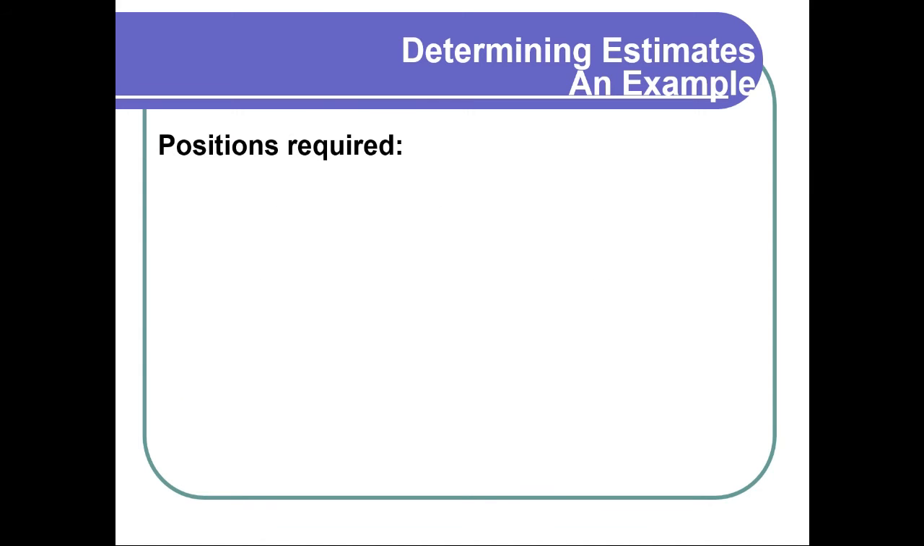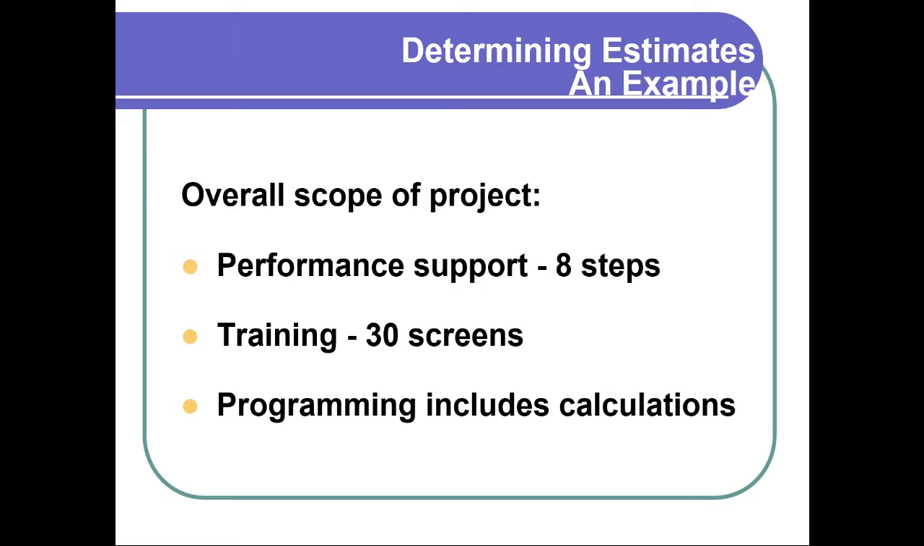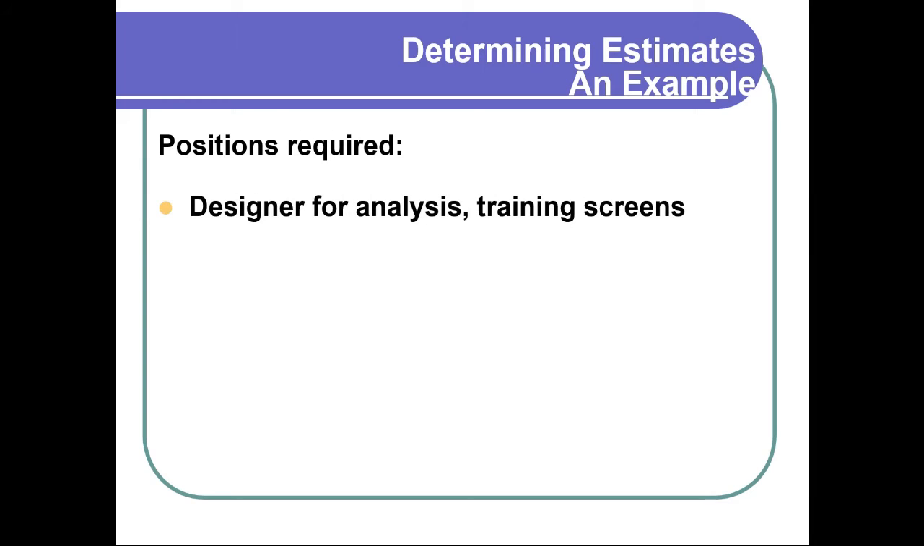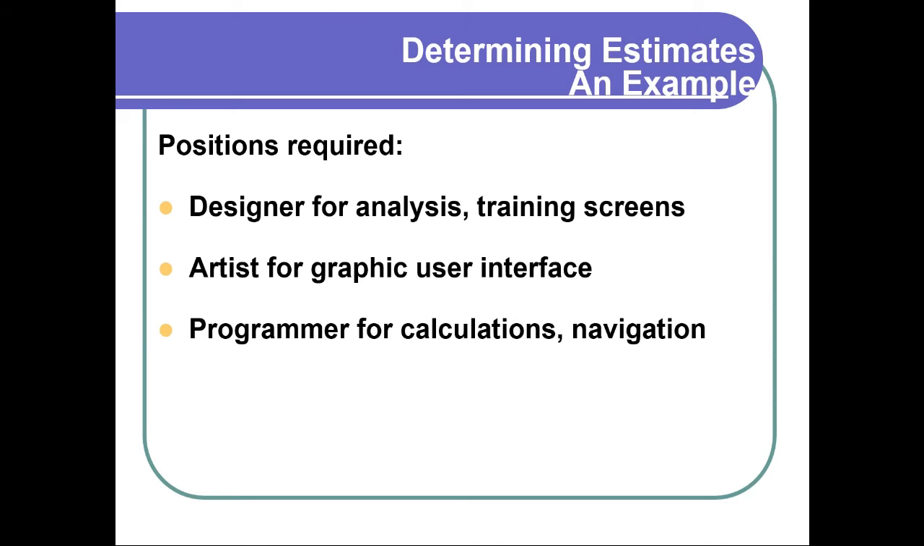So then we say, okay, we've got these things, right? We've got performance support, we've got training, we've got programming. Okay, that's great. So who's got to work on it, right? Who do I need? Well, I'm going to need a designer. They might have to do some analysis. They might have to come up with the training for the training screens. I might need an artist for the graphic user interface if I want this to be really special. I might not want to use off-the-shelf stuff. I might want to bring in a graphic artist. I would maybe need to bring in a programmer for the calculations and maybe for the navigation, programmer slash developer. Maybe I don't need a programmer for the navigation, but maybe I need one for the calculation. So I'll just use the same person. She'll do a good job.